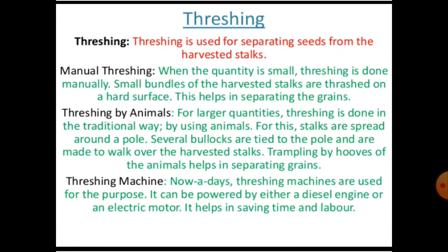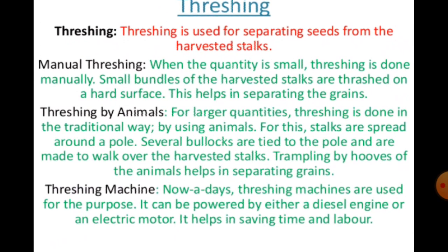Second, threshing. Threshing is used for separating seeds from the harvested stalk. There are different methods of threshing. First, manual threshing. When the quantity is small, threshing is done manually. Small bundles of the harvested stalk are threshed on a hard surface. This helps in separating the grains.